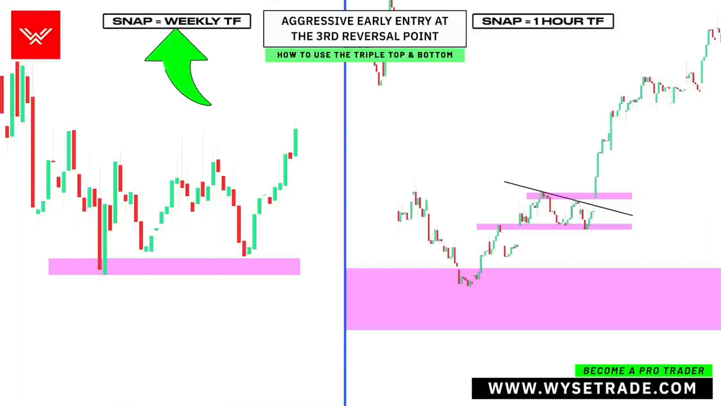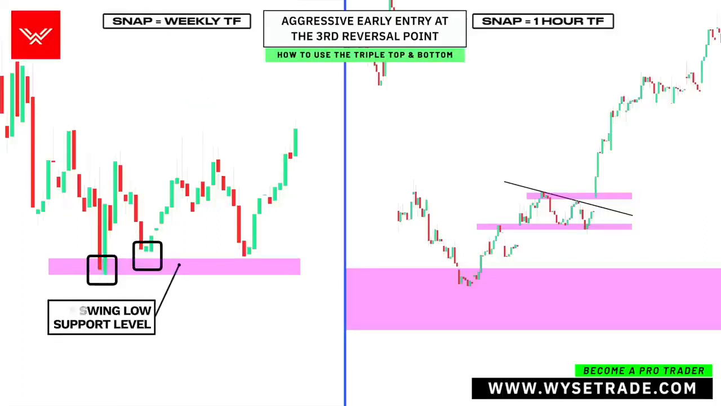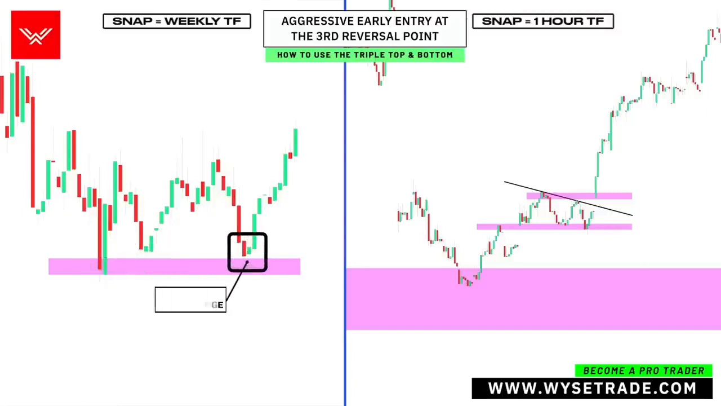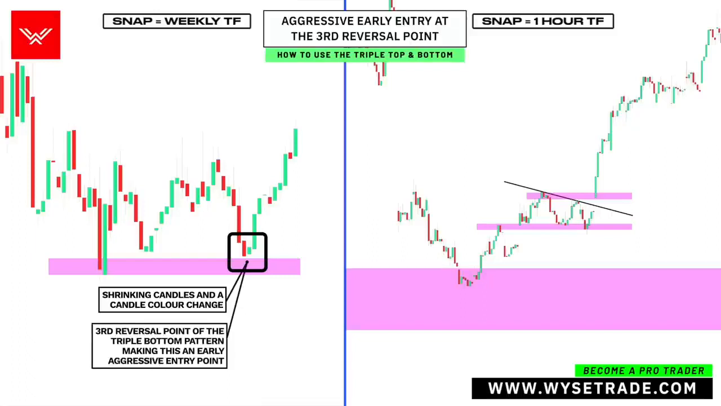On the left is the Snapchat stock weekly time frame. These reversal points here give you your key support level, which is also a swing low. Now, as price comes back down, you had shrinking candles and a candle color change. This is also the third reversal point of the triple bottom pattern, making this an aggressive early entry.